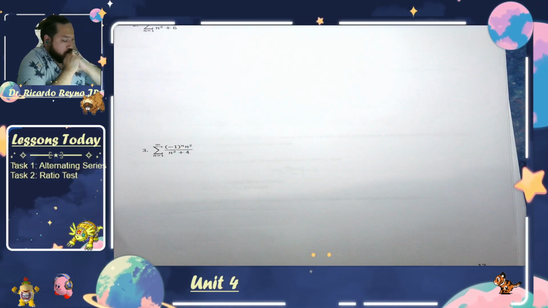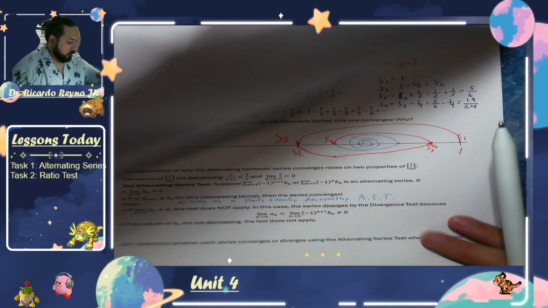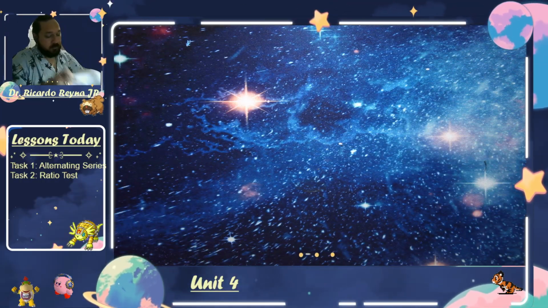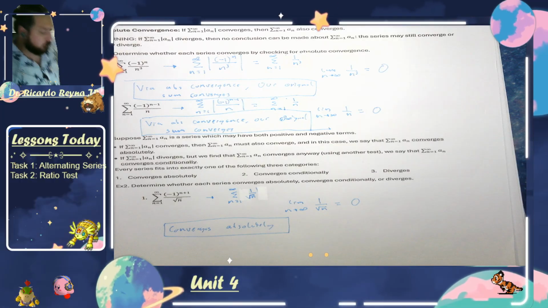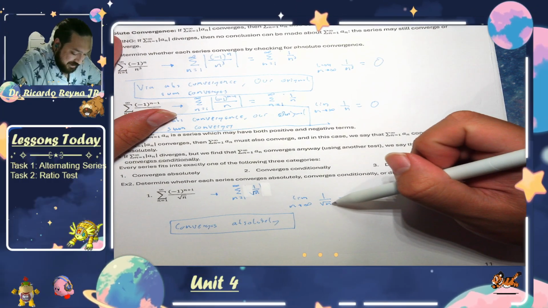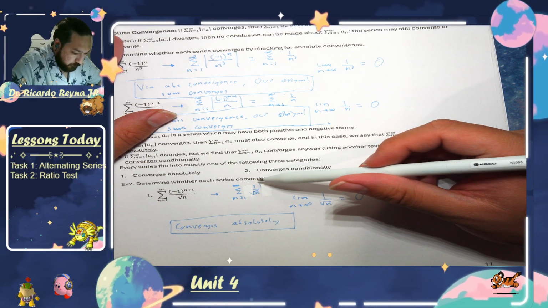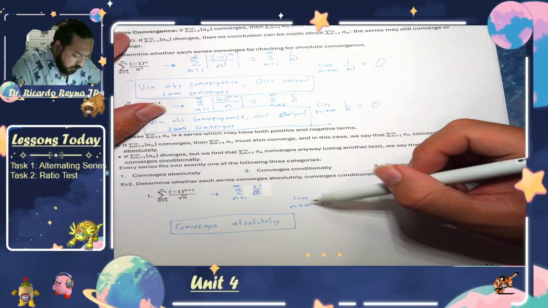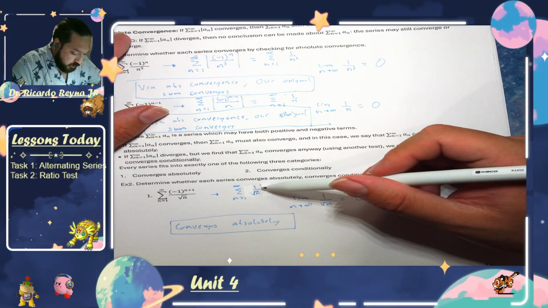Oh, wait a minute. Let me see something. I think I did mess up. I know what I messed up. I messed up on this technicality. I accidentally said "if the series converges," but it's supposed to be "if the sum converges."